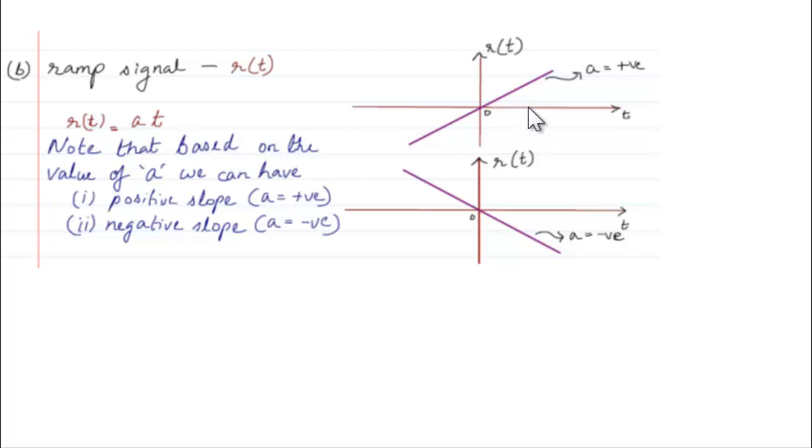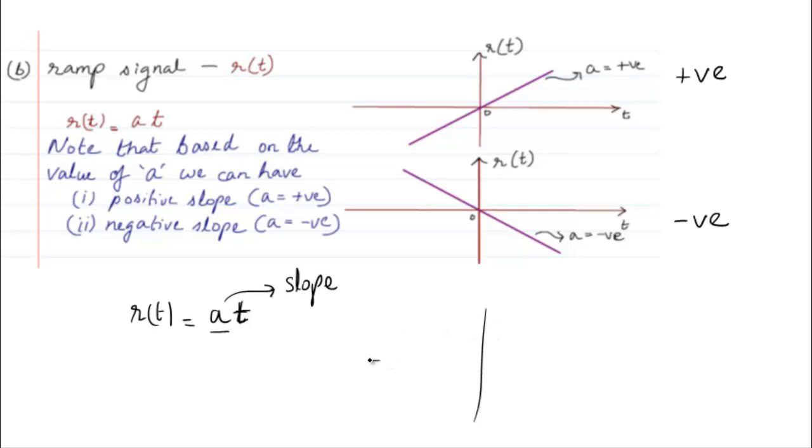The ramp signal is called so because it is a sloping line. Either it can slope up with respect to time or it can slope down with respect to time. The equation for the ramp signal is as given here. When we write r of t equal to a t, you must remember that a can either be positive or negative. If it is positive, the line is going to have a positive slope, and if a is negative, the line is going to have a negative slope. Whatever is multiplied with t forms the slope.